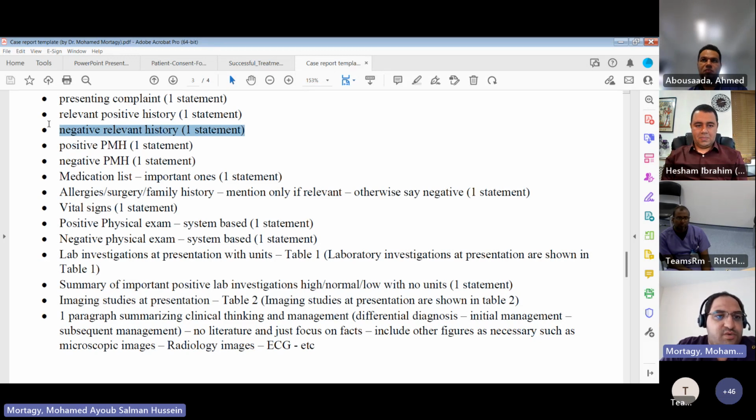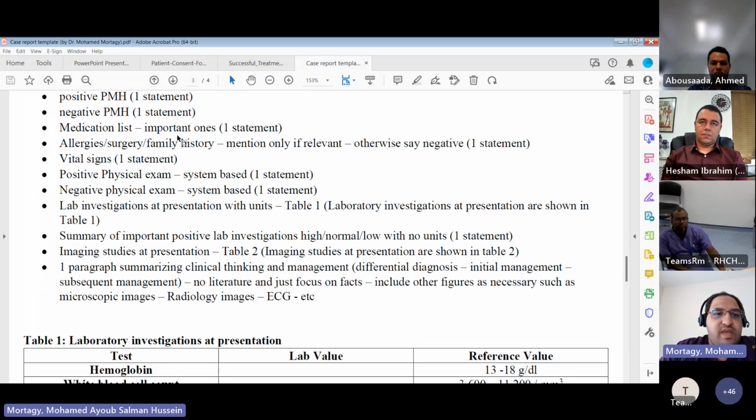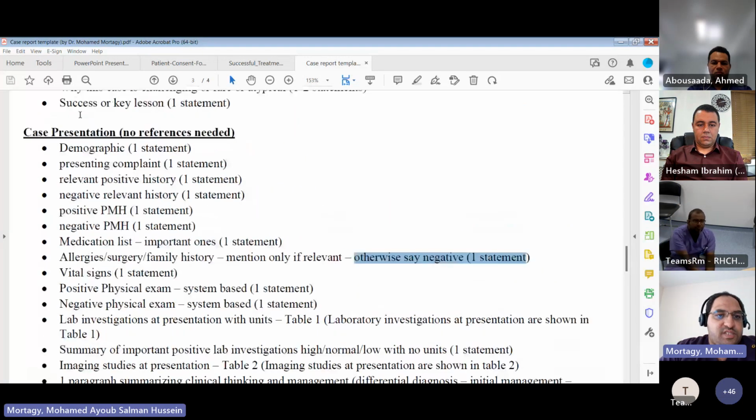And then past medical history, you write the positive and the negative. Positive means what medical comorbidities we should know about in this particular case that the patient has. Negative means what the patient doesn't have that helps us rule out some other differentials. You don't have to mention the whole medication list, just one statement about the important ones, okay? And then allergies, surgery, family history, mention only if they're relevant. Otherwise, say negative or unremarkable, just one statement. And then that's your history part.